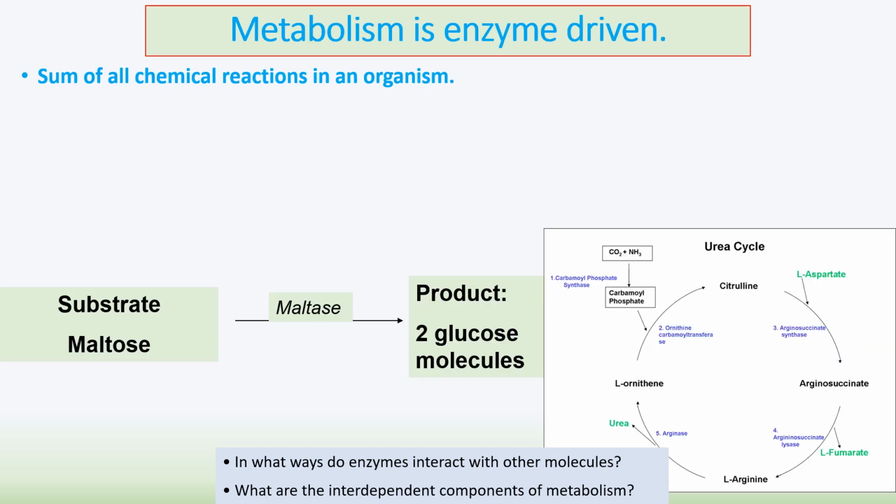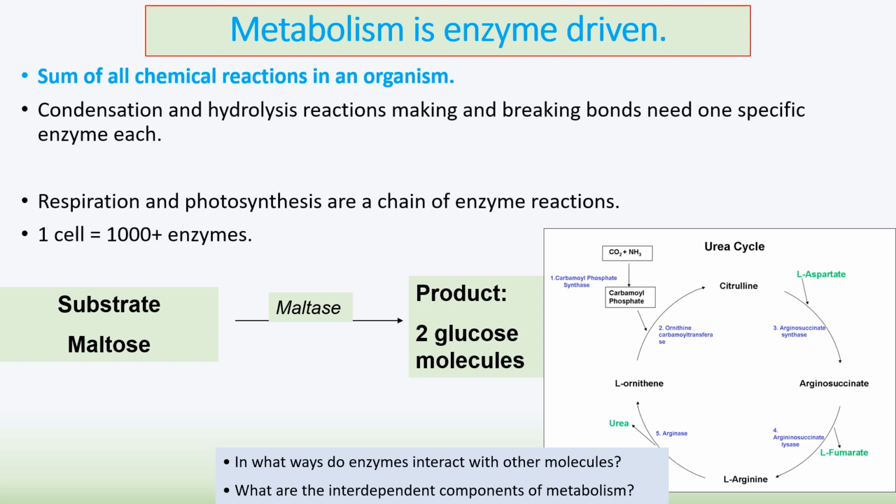You need to understand that metabolism is the sum of all chemical reactions in an organism, and metabolism is enzyme driven. There are 2 main reactions which drive metabolism: condensation and hydrolysis. As you know, condensation is used to make new bonds, hydrolysis is used to break bonds. Metabolism is part of a much more complicated series of reactions. One cell can have over 1,000 enzymes because reactions like respiration are actually a long series of chains of reactions, as you'll find out in a couple of videos.